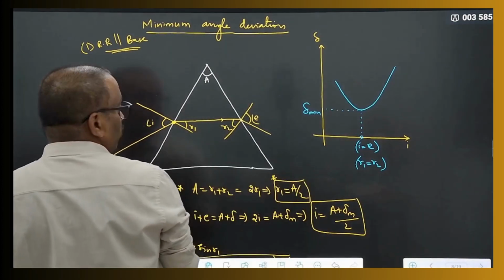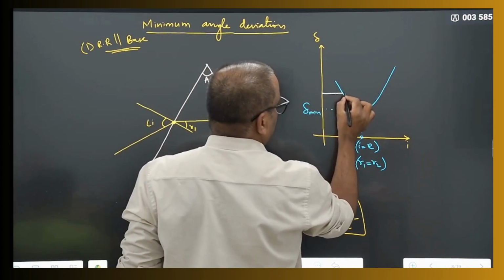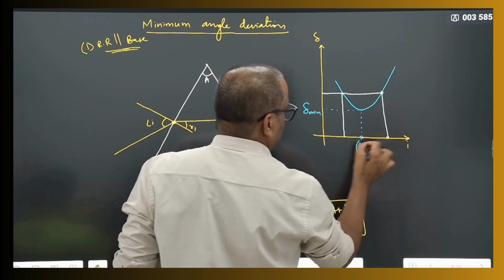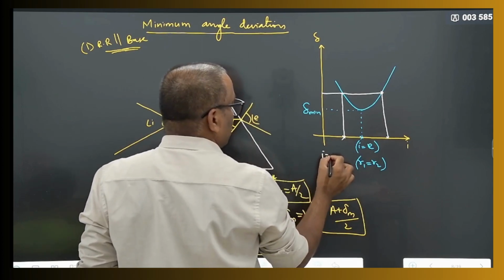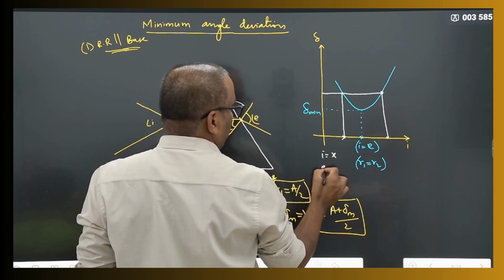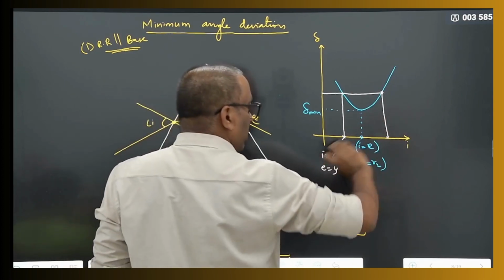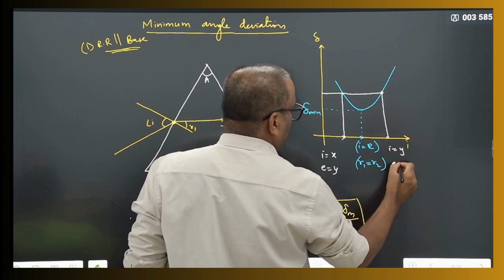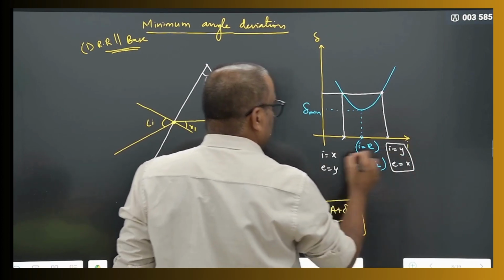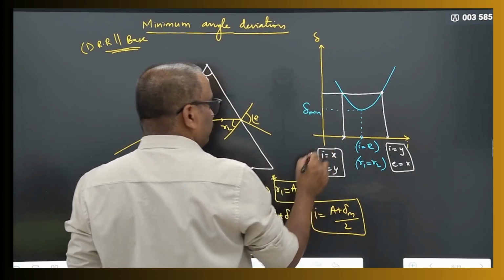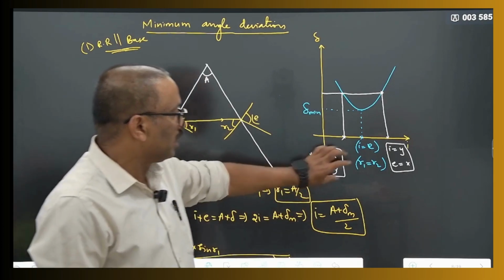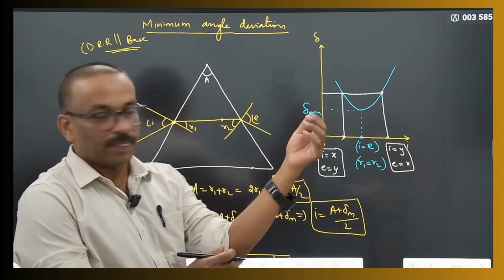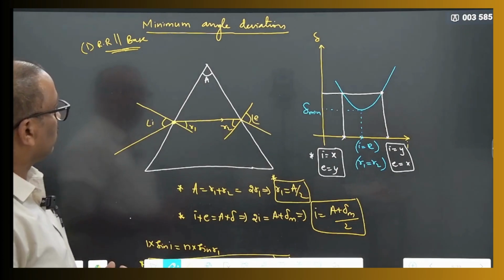If you take two points, suppose I take some point here, and another at the same angle of deviation here. Suppose here the angle of incidence is x, so the angle of emergence is y. At this other point it is exactly reversed: the angle of incidence is y, and the angle of emergence is x. So where the angle of deviation is equal, you get the two reversed, the reciprocality. Clear? Sometimes you can use this concept to solve problems.